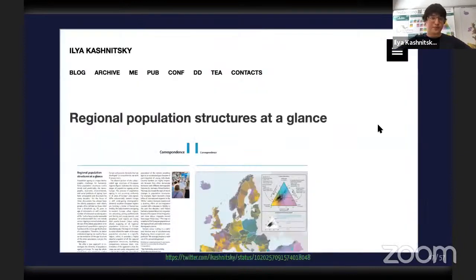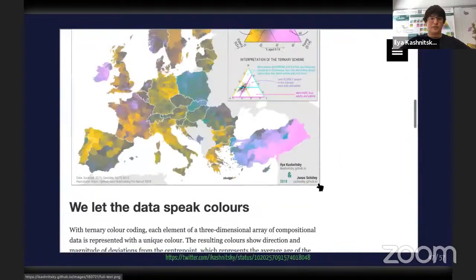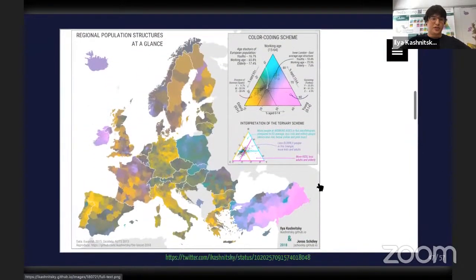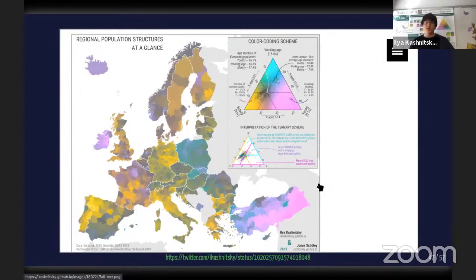And another example that I place here, well, this is just a very personal story for me. Developing this map, this ternary color coding scheme, which we did together with Jonas Scholle, and well, he mostly coded the package tricolor that does it.